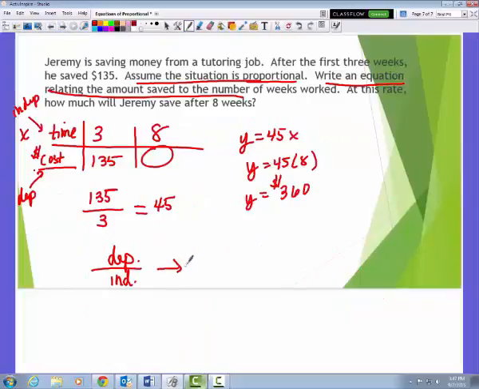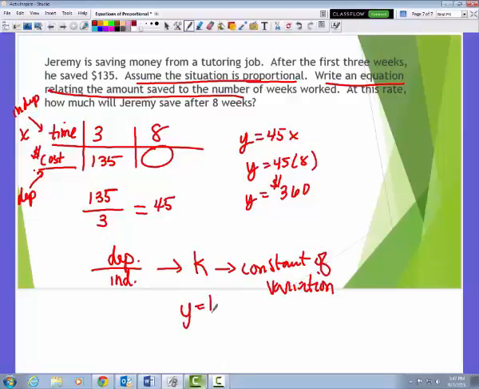Once you have that, we call it k. That is the constant of proportionality, or constant of variation. And we plug it into this equation here. And then we can predict, if we know how long or how much or whatever we're doing, we can plug in whatever number we want, because we know it'll increase at this rate no matter what.